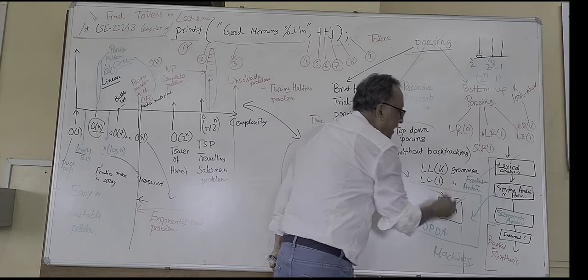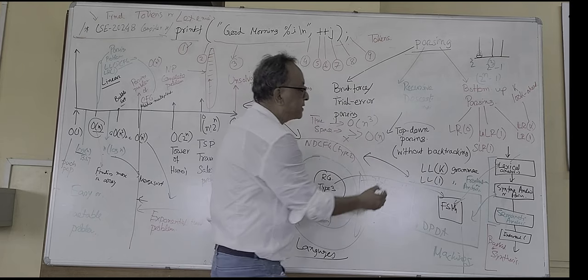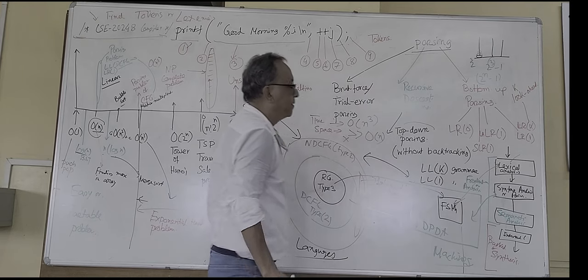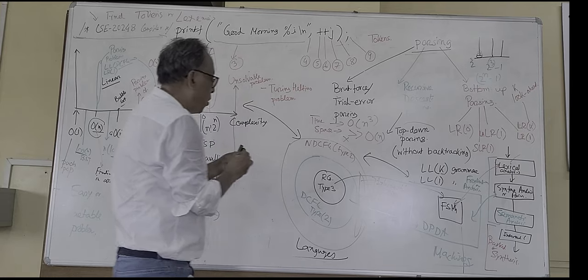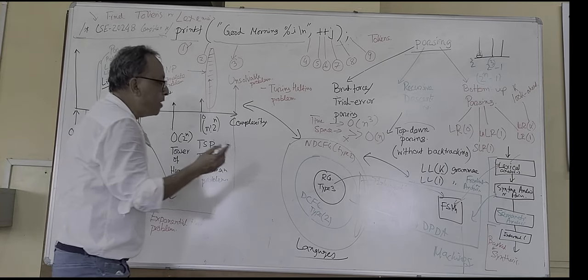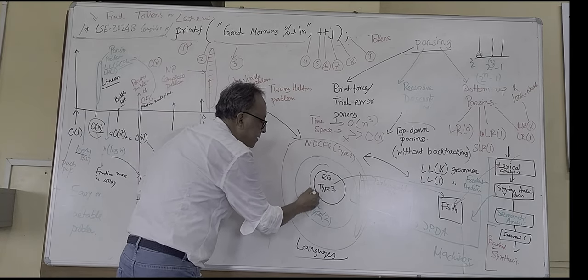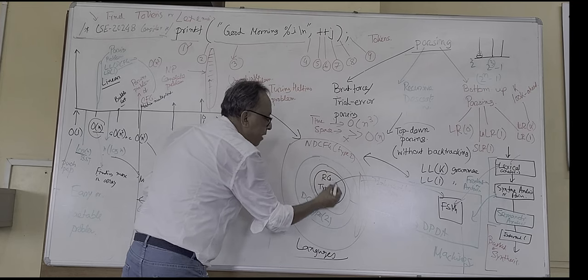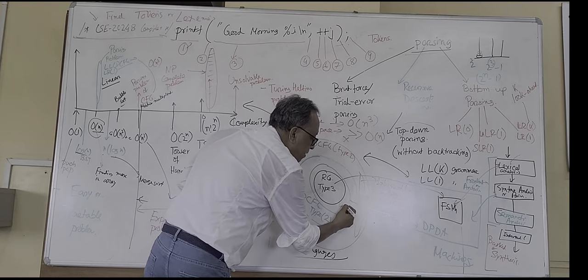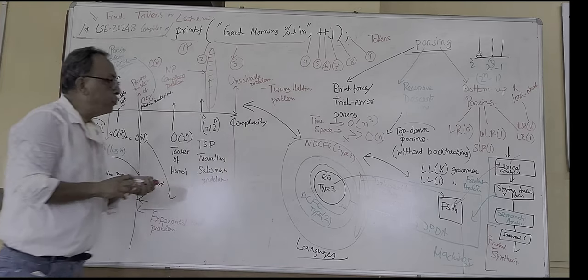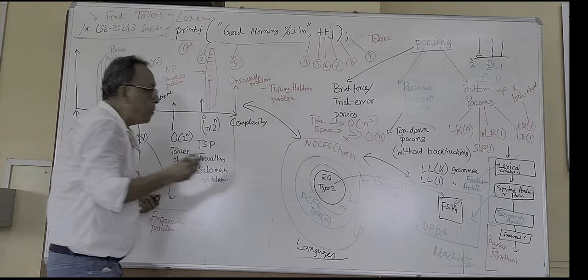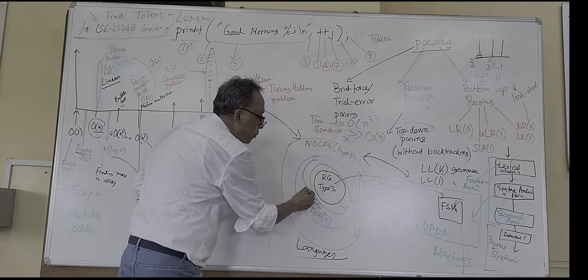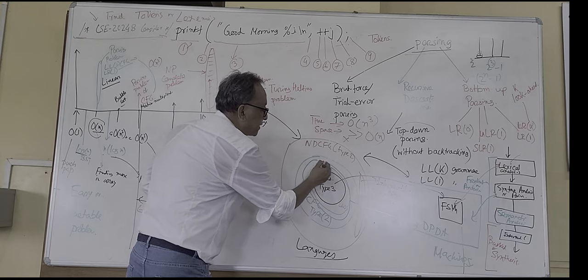LLK, K means K lookahead. Actually, instead of K, we will go for LL1. But that's a very small set of grammar. LL1 grammar will be like this. This is LL1 grammar, so we have fewer options. But fortunately, with bottom-up parsing, we get a bigger grammar set.